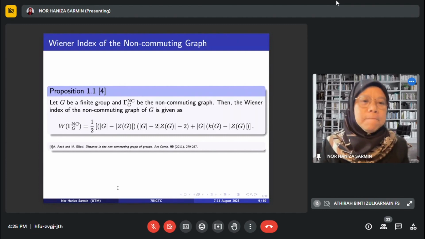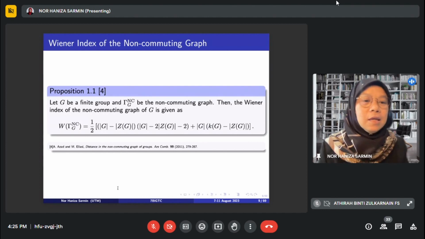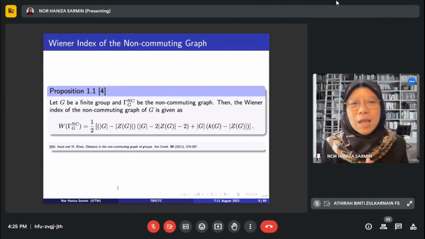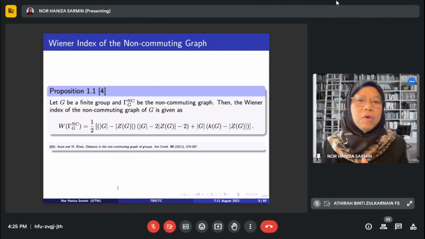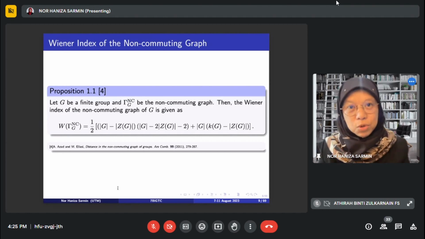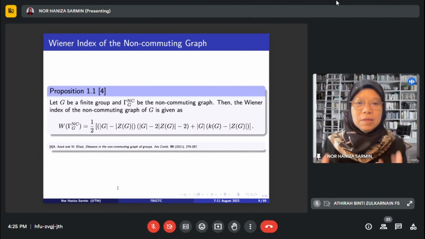In 2011, Azad and Eliassi found the Wiener index in terms of the order of G, the order of the center, and the number of conjugacy classes. This is very interesting. If G is a finite group and gamma is the non-commuting graph, then the Wiener index of the non-commuting graph is given by this formula.